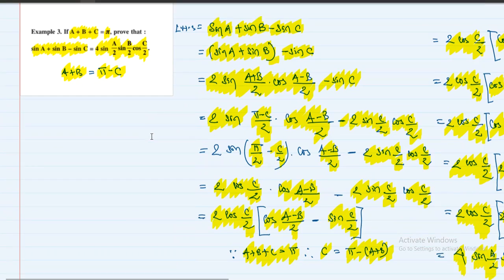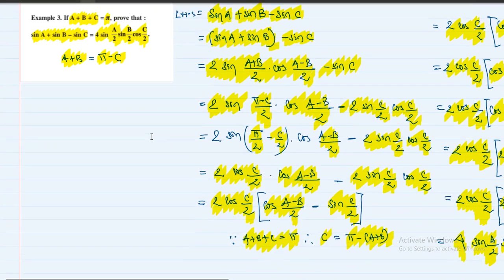So what do we have? We have the last question over here. Very interesting. Please have your attention here. We have a plus b plus c is equal to pi. We have to prove that sin a plus sin b minus sin c is equal to 4 sin a by 2 sin b by 2 cos c by 2.